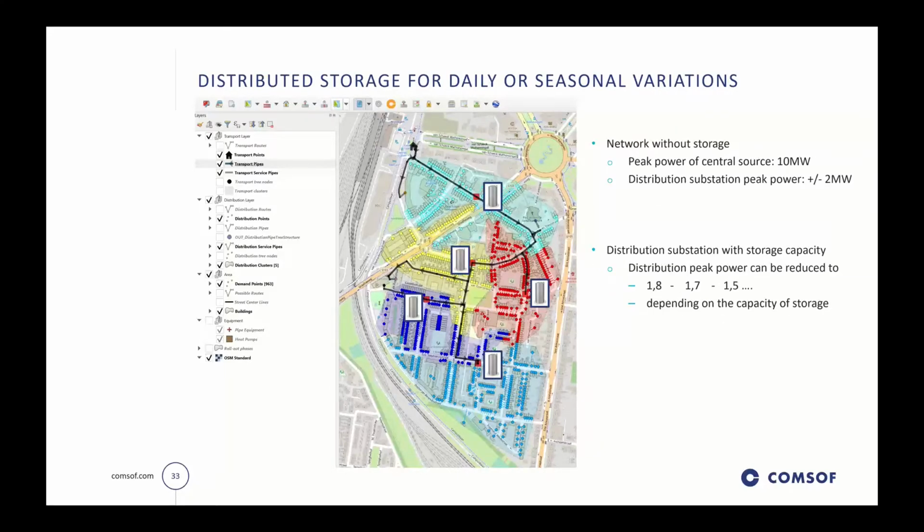What we can also do, instead of a centralized storage tank, is put storage tanks next to the distribution substations. So we could put a smaller distribution storage tank in each substation. The effect will be that we reduce the peak power from the clusters, instead of 2, to 1.8, 1.7, or 1.5, again depending on the capacity of the storage. I will go through a few introduction slides first to illustrate the concept a bit more, and then we'll see what inputs we need and what we can now calculate and do with this new feature in the software.